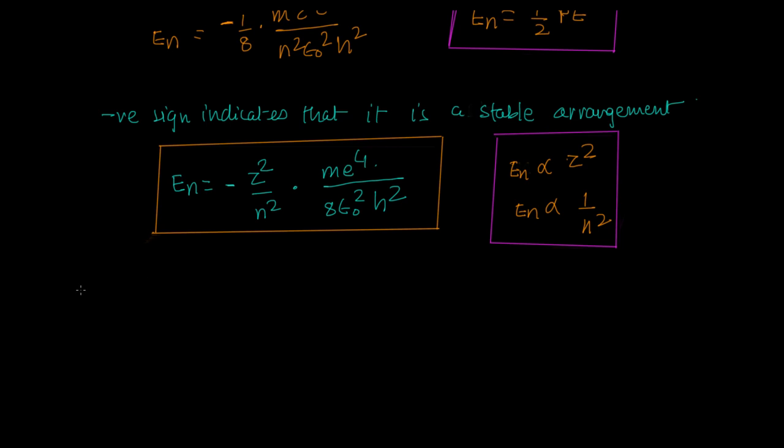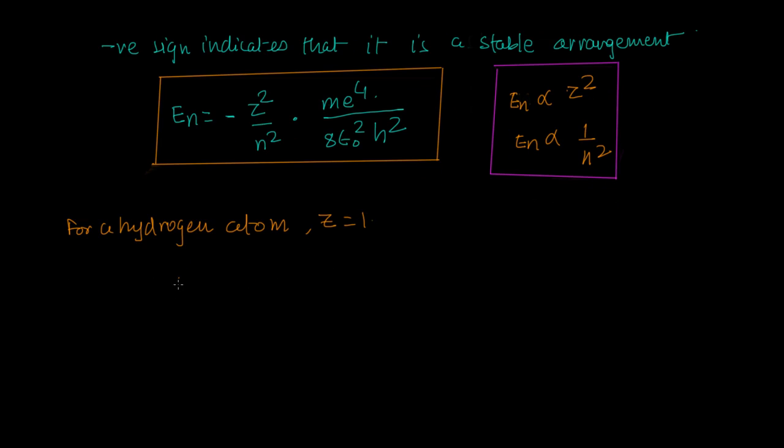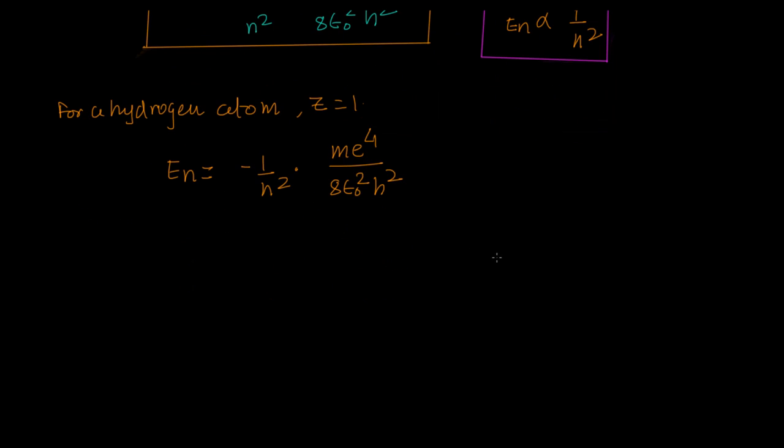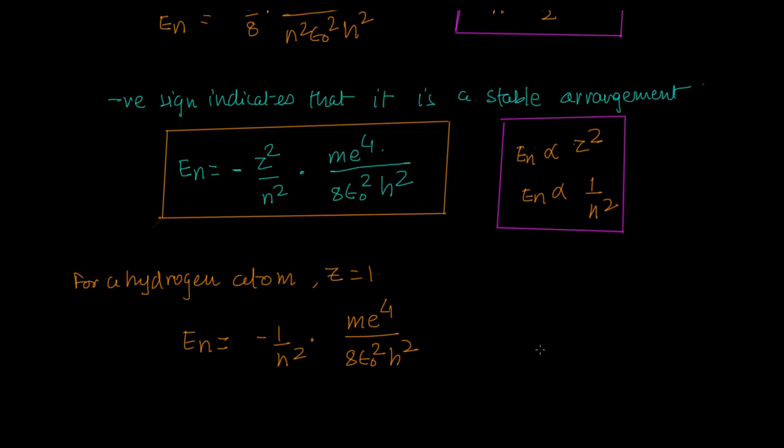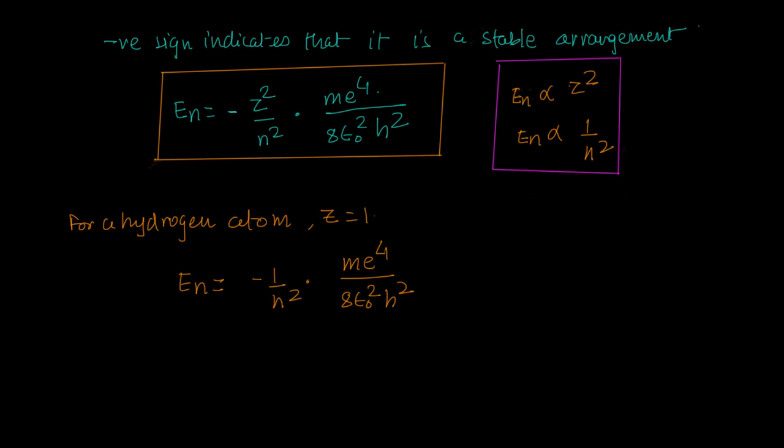Now, for a hydrogen atom, what is the value of Z? Z is equal to 1, correct? So En becomes minus 1 upon n square into m e to the power 4 upon 8 epsilon naught square into h square, right?